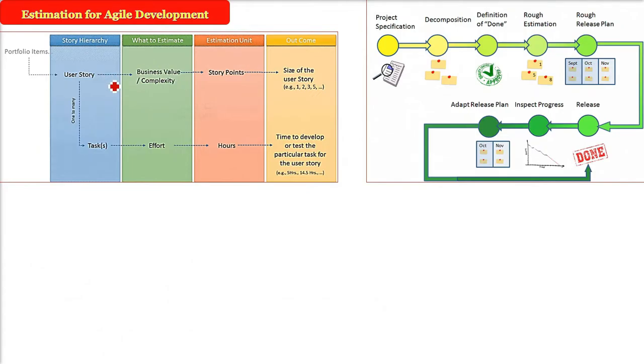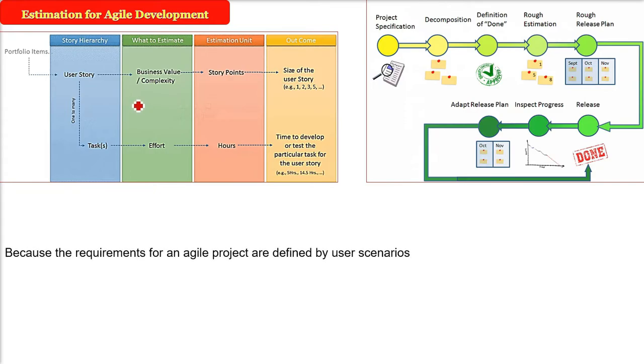Estimation for Agile development. Now, in Agile, everything is very fast. The time is less, and you have to just roll it out and give the product in multiple increments, multiple times. Because the requirements of an Agile project are defined by user scenarios, you can call them user stories in some of the Agile methods.